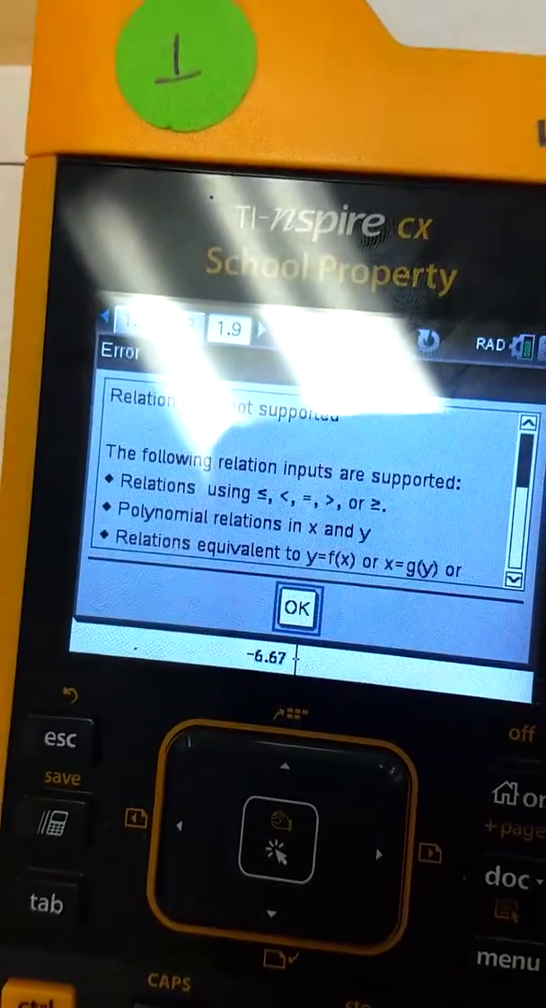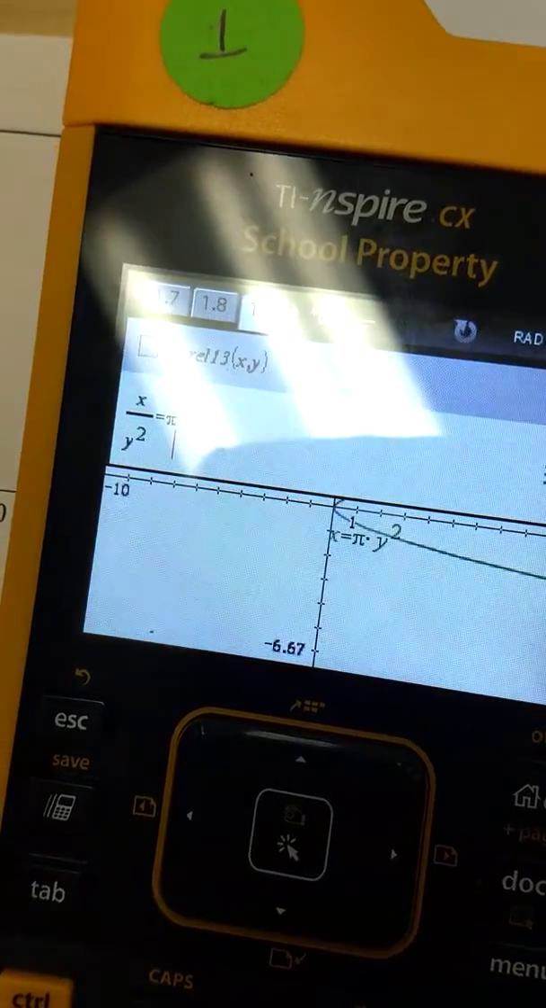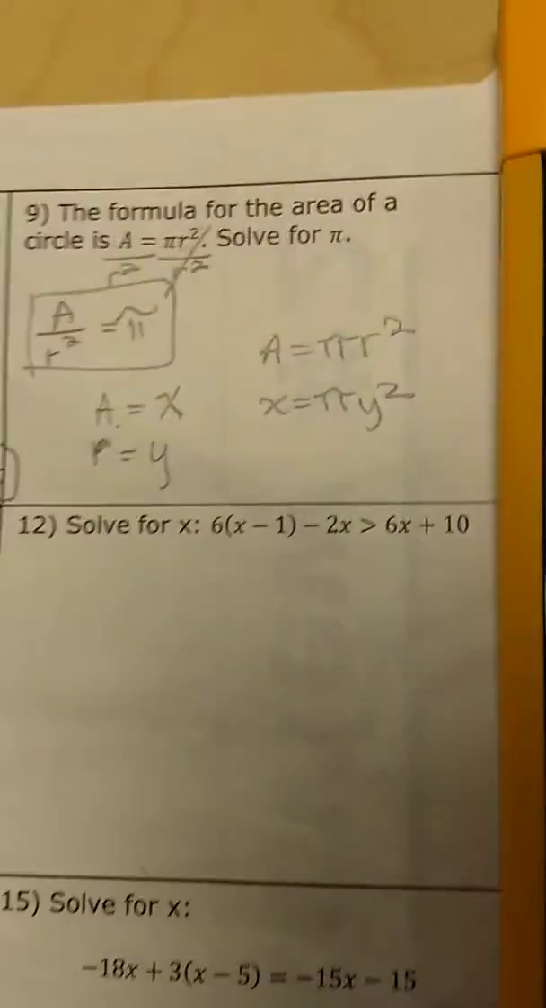Well, unfortunately, the calculator wouldn't help me out here. I have to know how to solve this by hand. Betty Patty strikes again.